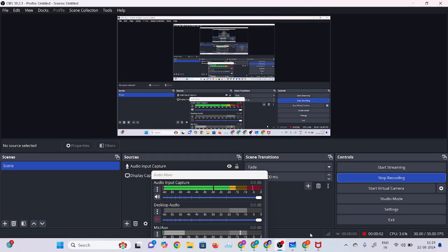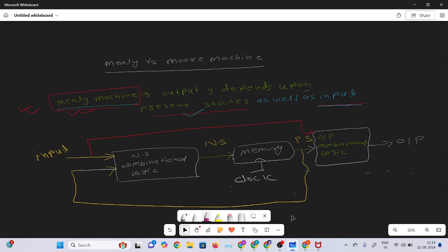So hi everyone. In this part, I will discuss what the differences are between the Mealy machine and the Moore machine. Actually, for sequence detection, I will use these two machines. So firstly, here I will discuss what the Mealy machine is.